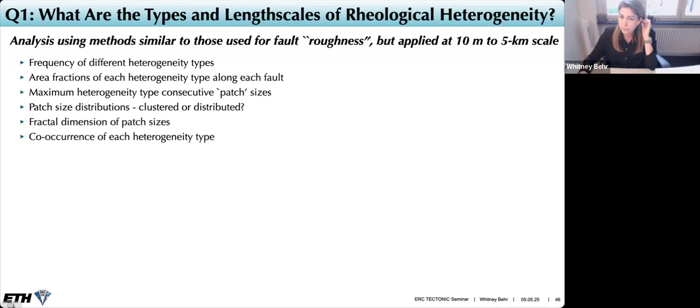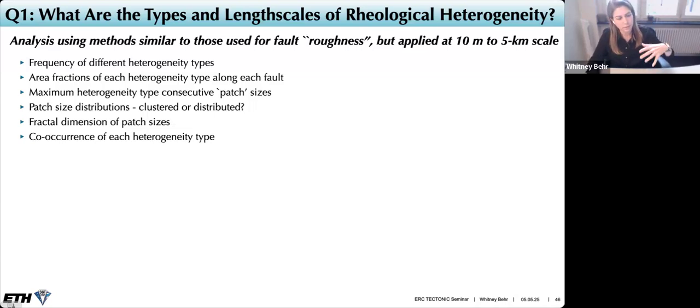So once we have these variations in fault properties, then we can analyze them in a similar way to analyzing fault roughness. But in our case, we're applying it at the meter to kilometric length scale rather than the micro or nanoscale, as is often done with roughness studies. So we could look at things like the frequency of different heterogeneity types, the area fractions of each heterogeneity type, the maximum consecutive patch size, the distributions of the patches, are they clustered or distributed, the fractal dimensions of different patch sizes, and the co-occurrences of these different heterogeneity types.